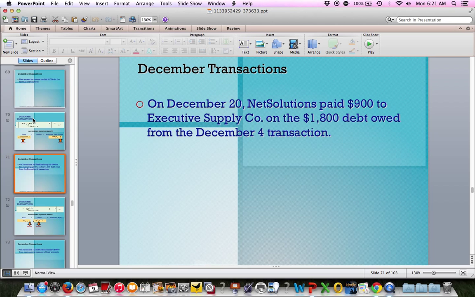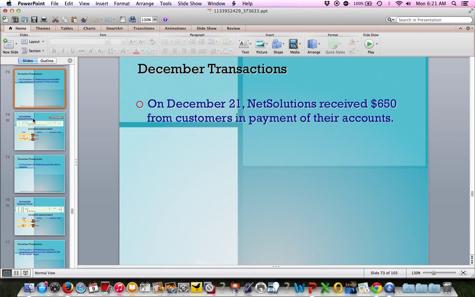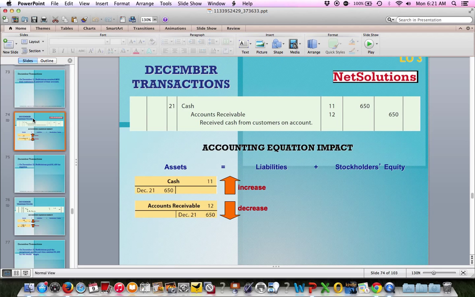I paid $900 to Executive Supply because remember I owed them $1,800, so I'm making a partial payment. So I'll debit account payable, I'll credit cash to pay off a part of that bill. I'm going to receive $650 from customers in payment on their accounts. So those customers that owe me money, I'm going to receive partial payment. And so I'll debit cash and I'll credit account receivable. So one asset goes up, cash, but another asset goes down, account receivable.